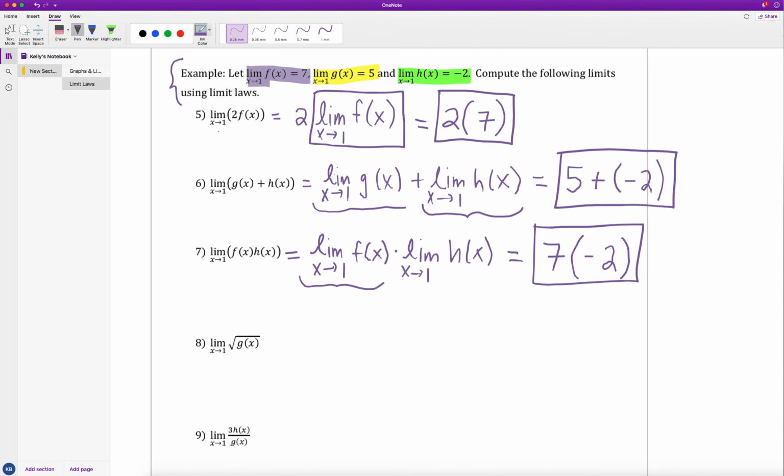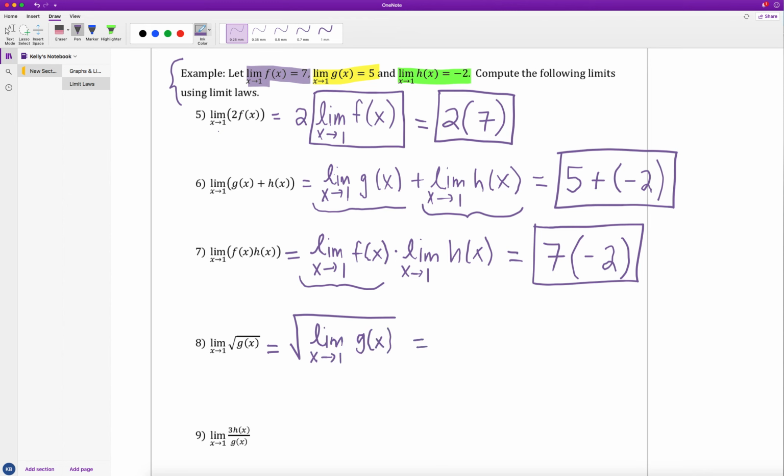Okay, looking at example 8, we have the limit as x approaches 1 of the square root of g of x. So I can use the root law here and break this apart instead into the square root of the limit as x approaches 1 of g of x, all inside the square root.